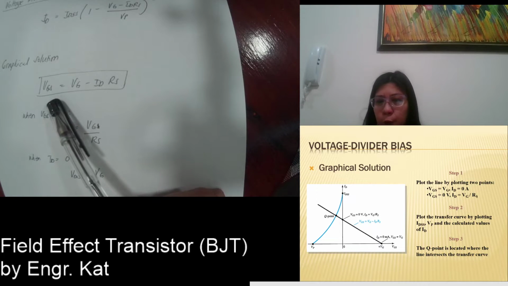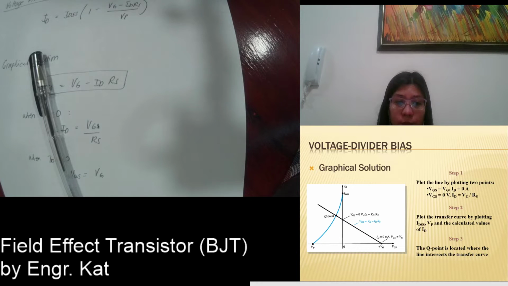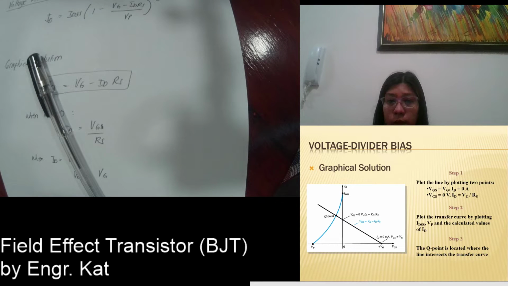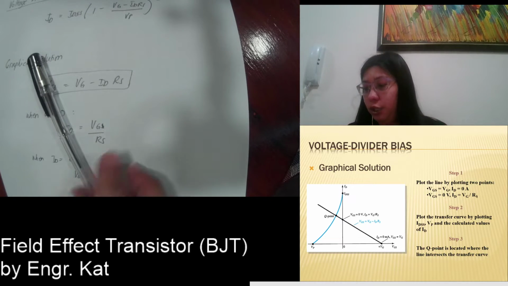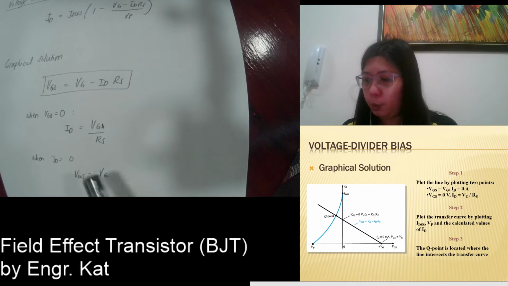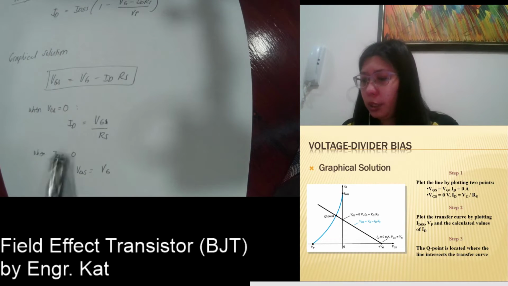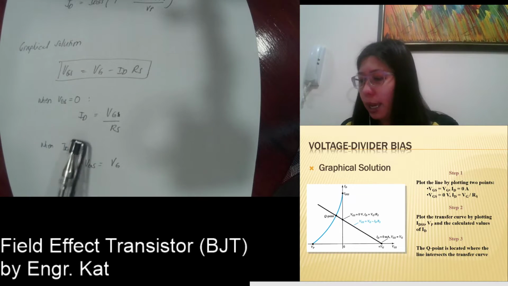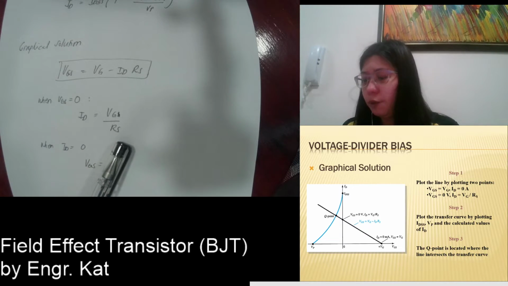For voltage divider, we do not use the origin, but we can establish 2 points here. How are you going to establish those 2 points? First, we're going to set your VGS equal to 0, and we're going to solve for your ID. Your ID is equivalent to VG divided by RS.